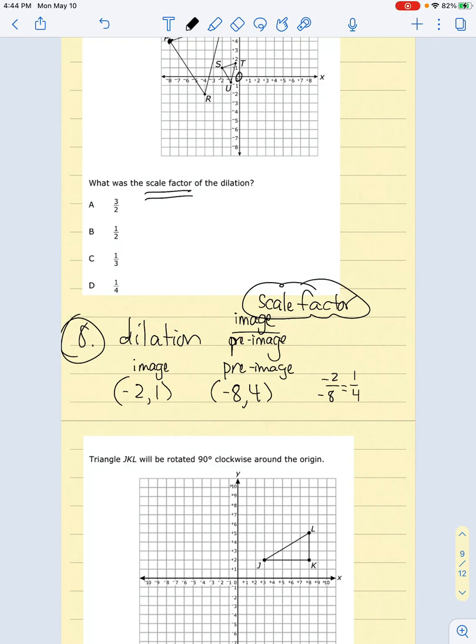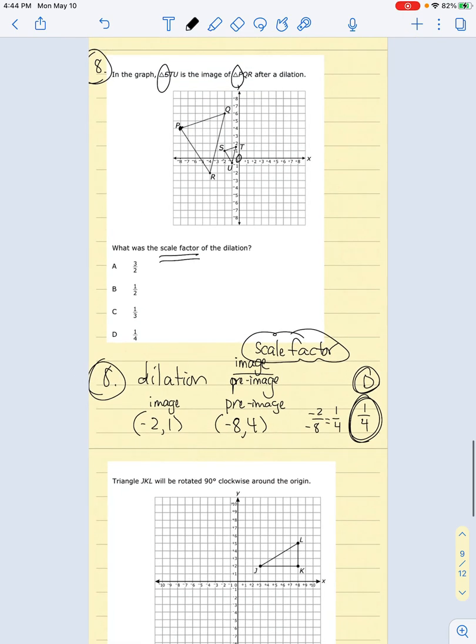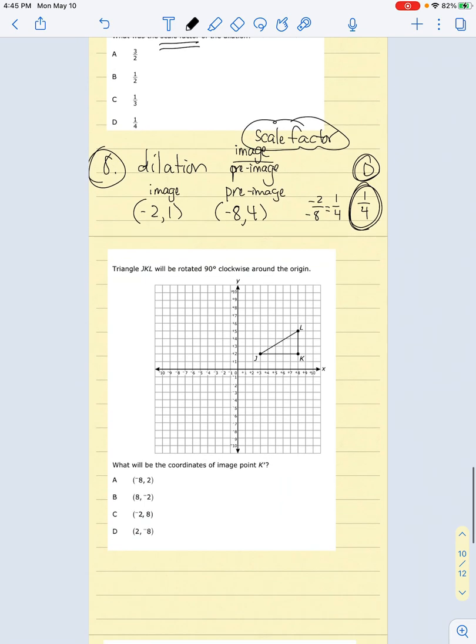Let's test our y's just to make sure. So we want our image over our pre-image, and that is exactly 1/4. So what is our scale factor? 1/4. And that makes sense because STU is smaller than PQR. So it's 1/4 the size of PQR. Now let's take a look at some rotations.